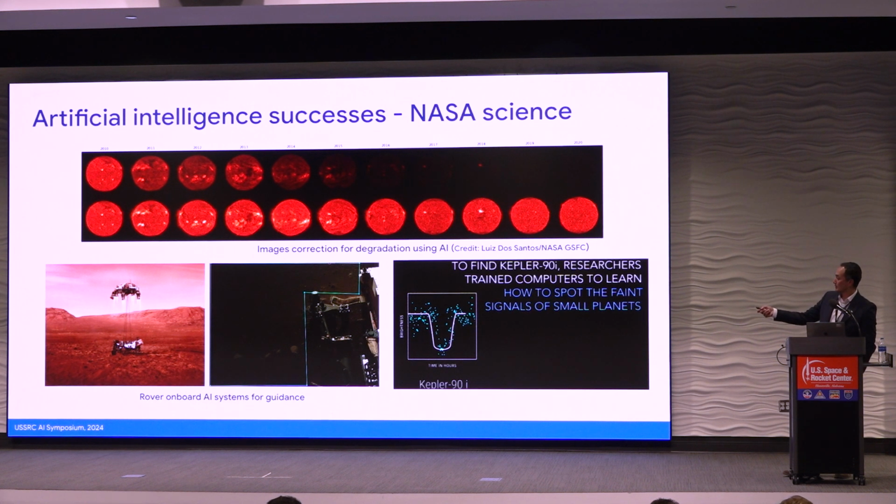Bottom left, you see the Mars rover using onboard AI to find the optimum landing site. And in the planetary division, they've also used AI to actually discover new planets. So this covers a broad range of AI activities that NASA science has used.